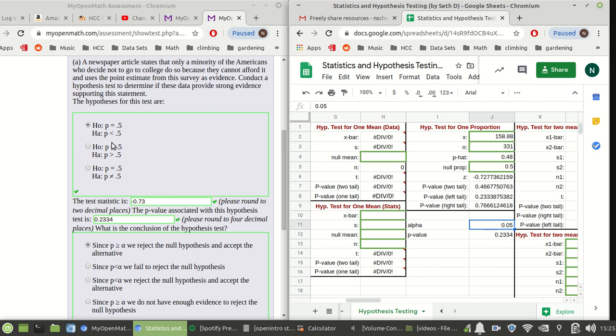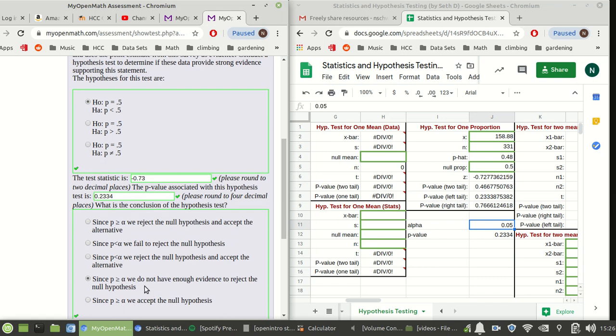Well, that's not true. We just said that p is bigger than alpha, so we should not reject the null hypothesis. This we don't need, that we don't need. This one: p is greater than alpha. We do not have enough evidence to reject the null hypothesis. Yeah, that sounds great. We don't have enough evidence to say that this is incorrect.